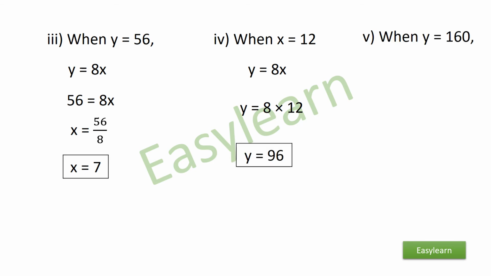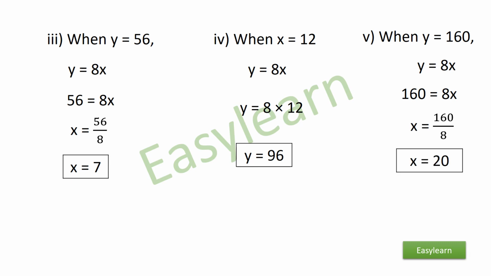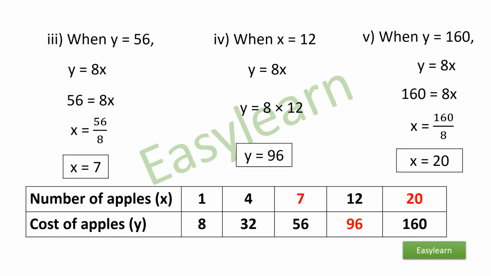In the last column, we have y equal to 160. The equation is y equals 8x. Substitute y as 160. We get 160 equals 8x. Therefore x is equal to 160 upon 8, that is x equals 20. So here we have completed the table with whatever values were missing.